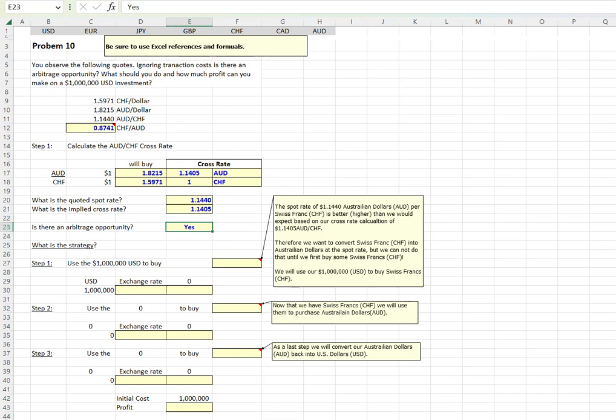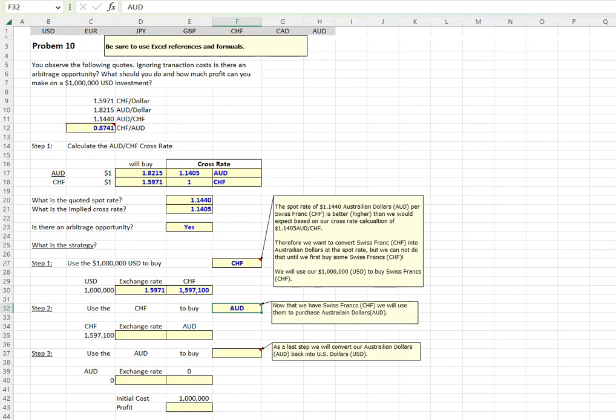Therefore, we would want to convert Swiss francs into Australian dollars in the spot market, but we cannot do that until first we buy some Swiss francs. So let's go ahead and buy some Swiss francs. We're going to use our $1 million US to purchase Swiss francs at the spot exchange rate of 1.5971 Swiss francs per US dollar, which means that our $1 million US dollars will allow us to purchase 1,597,100 Swiss francs.